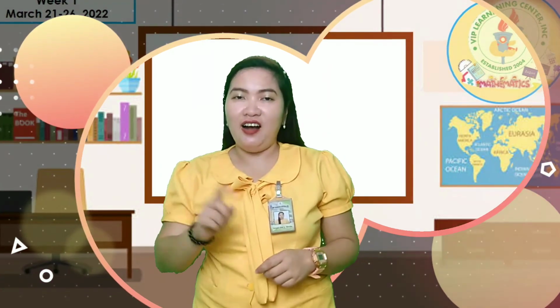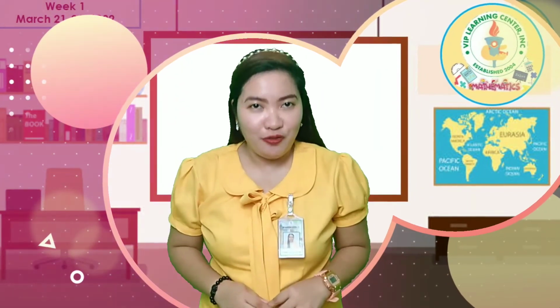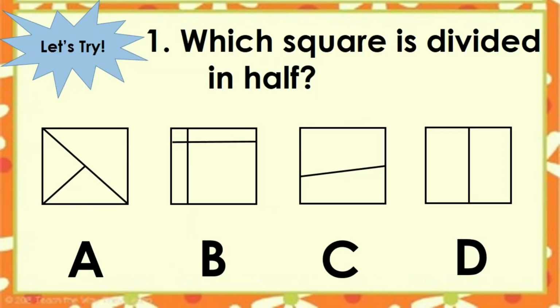That's good. Now, let us try this activity to know if you really understand our lesson about fractions. Number 1. Which square is divided in half? Remember that half means being divided into 2 equal parts. Teacher, the answer is square D. That's right. It's square D.